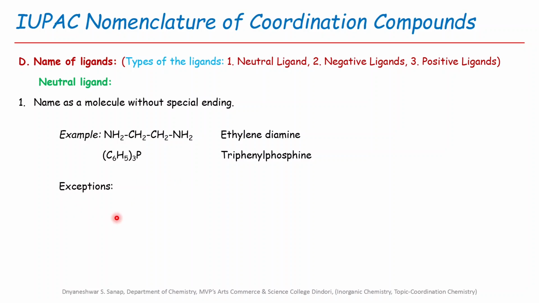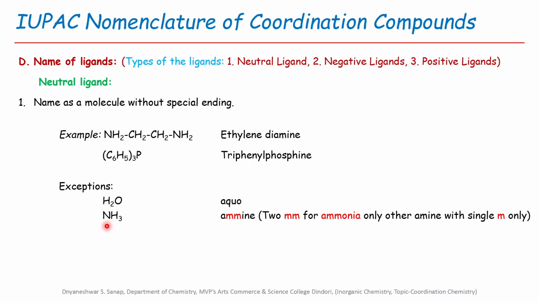The exception cases for the neutral ligand, let us see one by one. The H2O molecule: basically, the water molecule ligand name is not written as water, instead aqua is used for the naming. The second exceptional case is the ammonia molecule. Basically, the NH3 ligand name is written as ammine. In writing the spelling of ammine, we have to write a double M, that is two times M, for the ammine ligand. But other than this NH3 ligand, we have to write only a single M while writing the name of amine ligands.